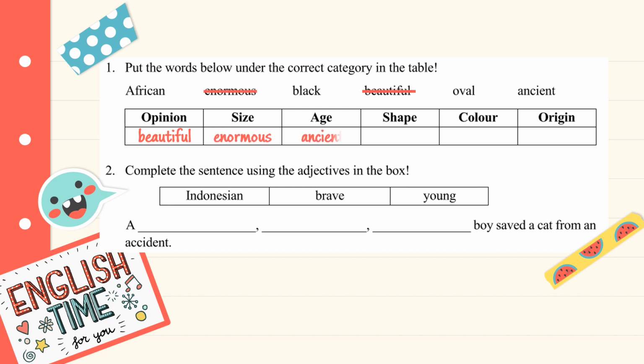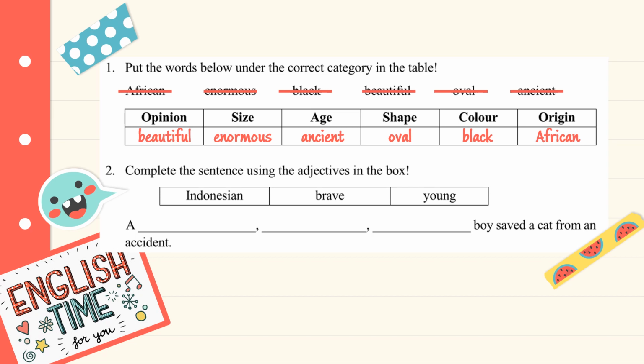The age. Which one is the age? Ancient. Very good. Shape. Which one is the shape? Oval. That's right. And color. Which one is the color? Black. That's right. Grade 5. And the last one, the origin, African. So, beautiful, enormous, ancient, oval, black, African. What do you think it is? Maybe, let's see, it's a mask or a sculpture. Now let's put it in a sentence. It's a beautiful, enormous, ancient, oval, black, African sculpture.